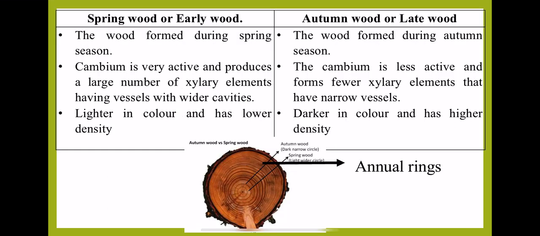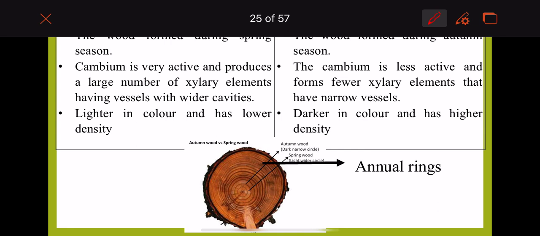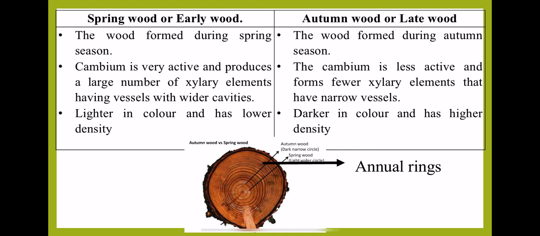Next, wood is divided into two types: spring wood or early wood, and autumn wood or late wood. The wood formed during the spring season is called spring wood, and the wood formed during the autumn season is autumn wood. The difference is that cambium is very active during spring and produces a large number of xylary elements having vessels with wider cavities. In autumn wood, cambium is less active and forms fewer xylary elements with narrow vessels.